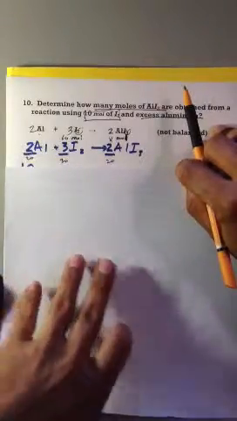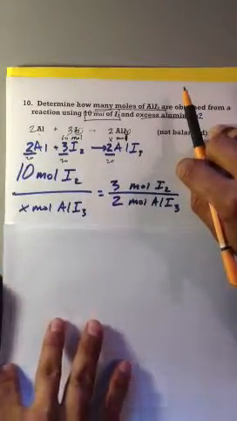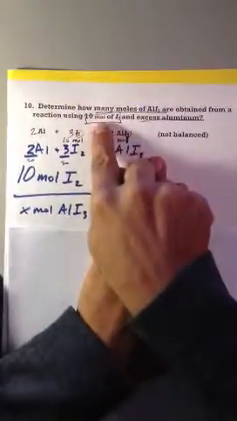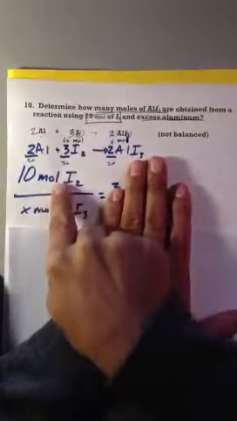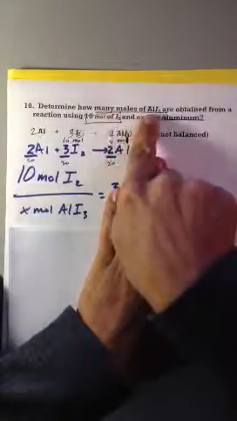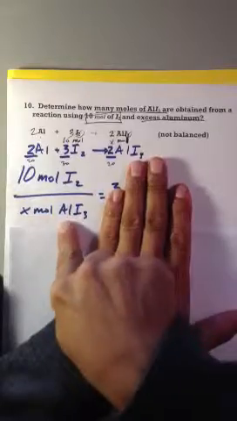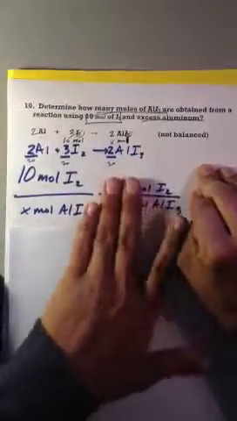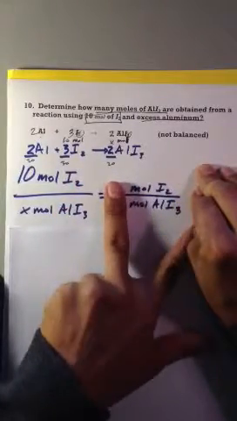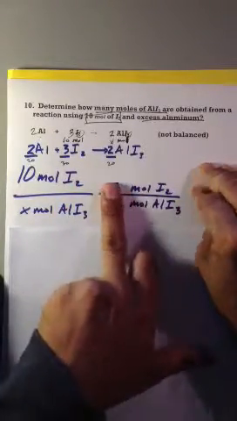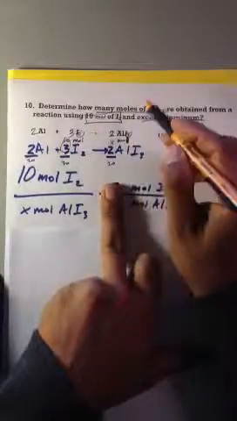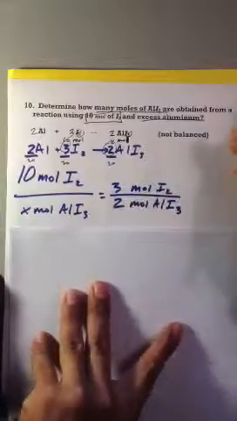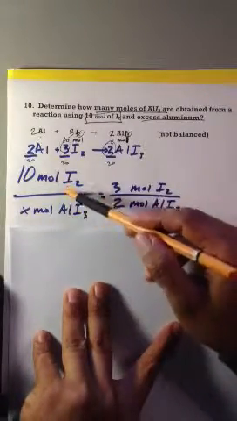You could do it in your head if you wanted, but let's just solve it properly so you have the tool for later. Start out with the moles that they give us, 10 moles of iodine, put on top, over how many moles of AlI3, so over x moles of AlI3. I like to put over what I'm solving there. Same units on the top as the bottom, moles of I2 over AlI3. And then the ratio: there are 3 moles of I2 for every 2 moles of AlI3.